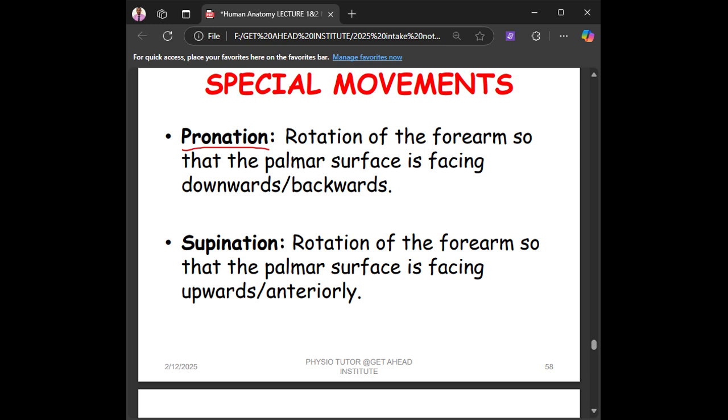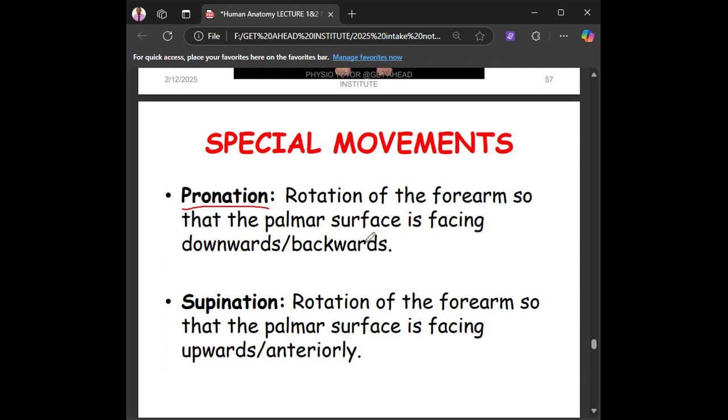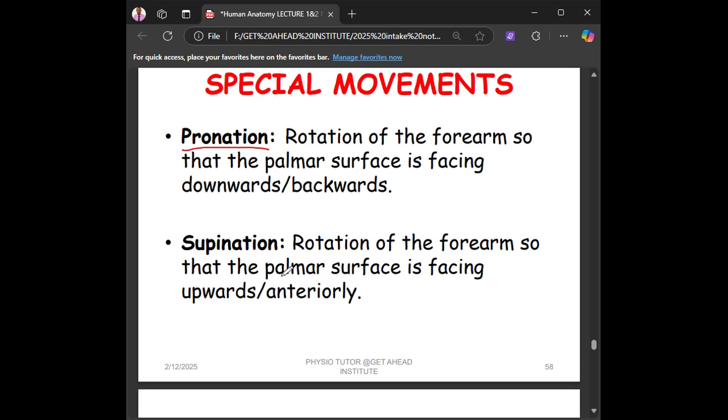So when you rotate the forearm, let me show you the forearm. This is the forearm here that you are seeing. Pronation involves the rotation of the forearm so that the palmar surface, the palm, gets to face downwards or backwards. That is the pronation. Then we have what we call supination.